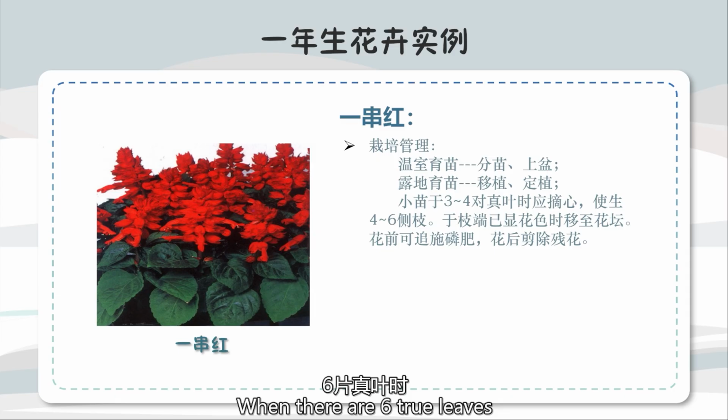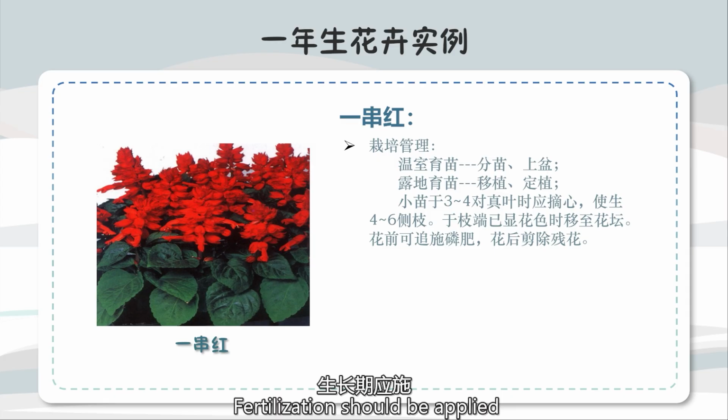When there are 6 true leaves, the center should be removed, and 2 leaves should be left. The center should be removed at least 3 times to promote plant dwarfism and increase flower branches.